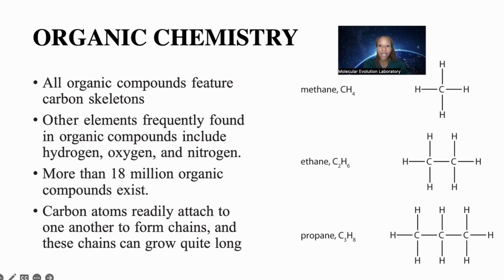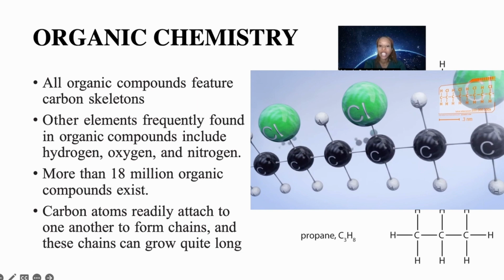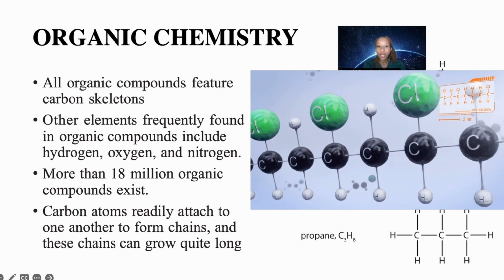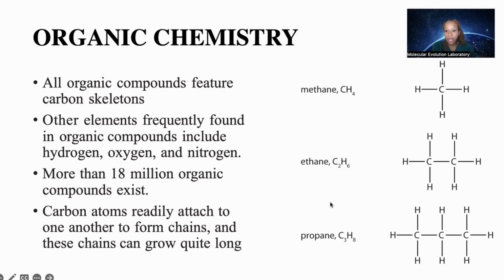So with the study of organic chemistry, it's important to note that all organic compounds feature a carbon skeleton. Other elements frequently found in organic compounds include hydrogen, as we mentioned before, oxygen, nitrogen. More than 18 million organic compounds exist. Carbon atoms are readily attached to one another to form chains, and these chains can grow quite long. So this is basically showing methane, ethane, and propane. These are all carbon and hydrogen atoms. Methane is 1 carbon with 4 hydrogen atoms, ethane 2 carbon, 6 hydrogen atoms, propane 3 carbon, 8 hydrogen atoms.